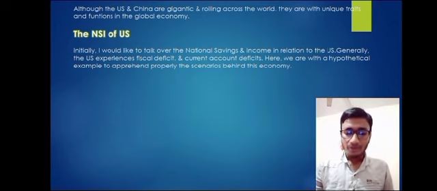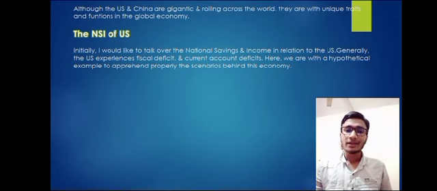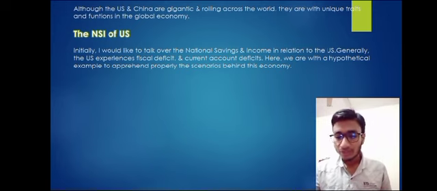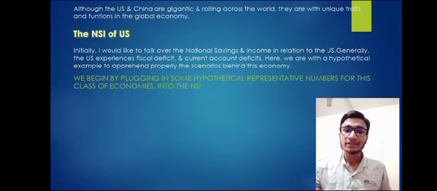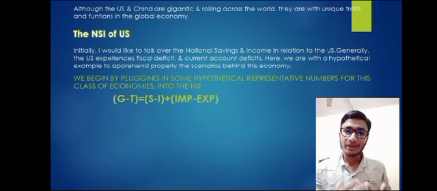On the screen we can see that the US experiences both sorts of deficit: budget deficit and current account deficit. So we'll try to point out the key features, how it copes with and manages its funds for the budget deficit as well as the current account deficit. Initially we will take a hypothetical example that will make us clear and help us apprehend its inner scenario. So let's take a look.